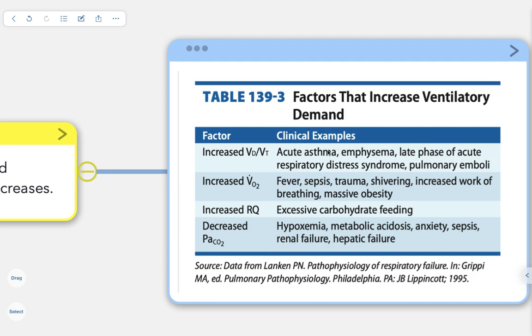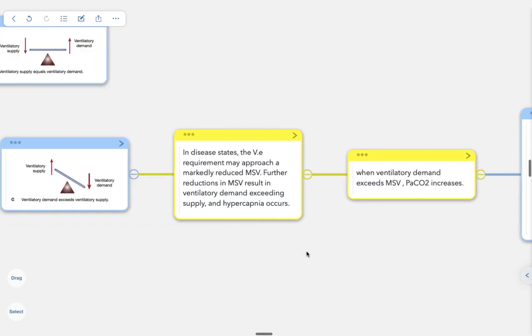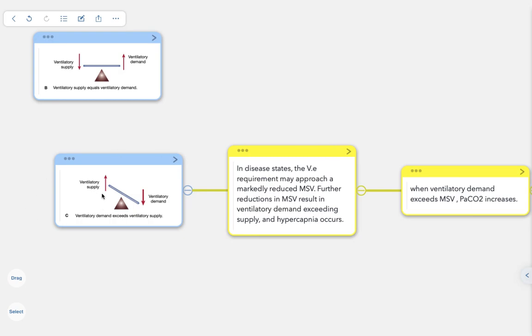Now this includes acute asthma, emphysema, late phase of acute respiratory distress syndrome, and pulmonary emboli. Then increased oxygen utilization. This is seen in fever, sepsis, trauma, shivering, increased work of breathing, and massive obesity. Increased respiratory quotient is seen whenever the patient takes excessive carbohydrate in the diet. Decreased PaCO2 could be as a result of hypoxemia, metabolic acidosis, and anxiety, sepsis, renal failure, or a hepatic failure. So these are the conditions which cause an increase in the ventilatory demand, right?